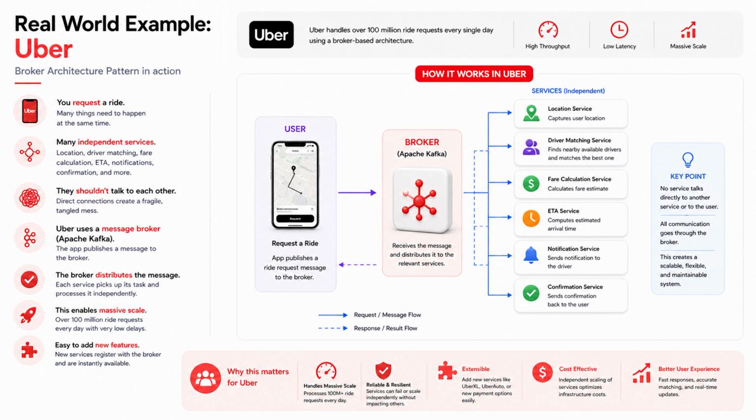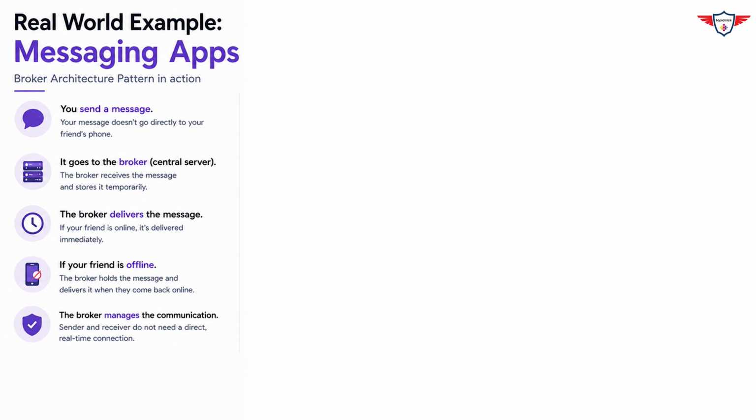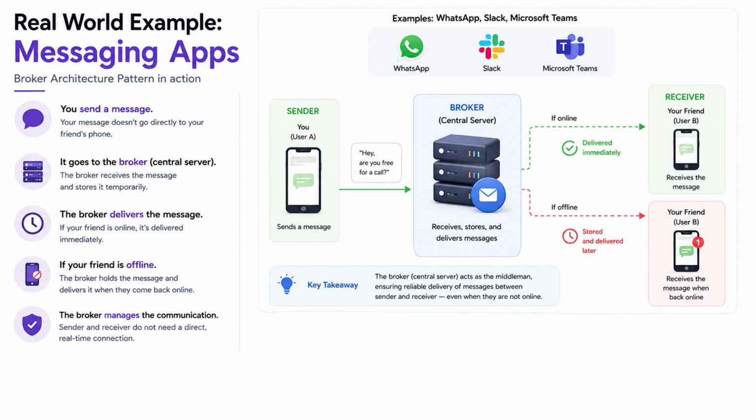New services simply register with the broker, and they are instantly available. Here's another example that is even closer to everyday life: messaging applications like WhatsApp, Slack, or Microsoft Teams. When you send a message to a friend on WhatsApp, your message does not travel directly from your phone to your friend's phone. Instead, it goes to a central server which acts as a broker.